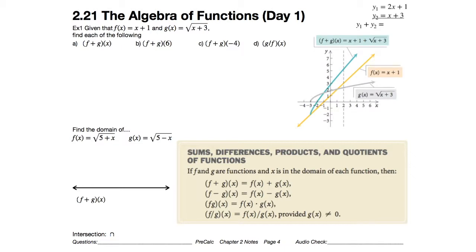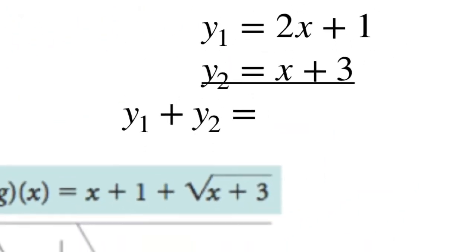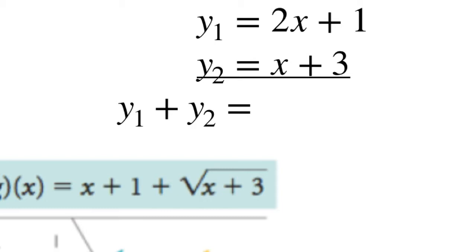What's up, my mathletes? This is Chapter 2, Section 2, Day 1, the Algebra of Functions. I want to direct your attention up here. Just to give you an example, we might have two equations that you're graphing, and you can add equations. It definitely works out. Y1 plus y2 could just be 3x plus 4. You're adding all the like terms.